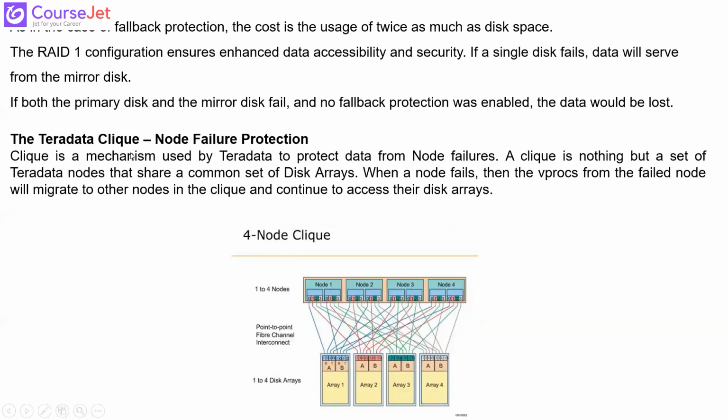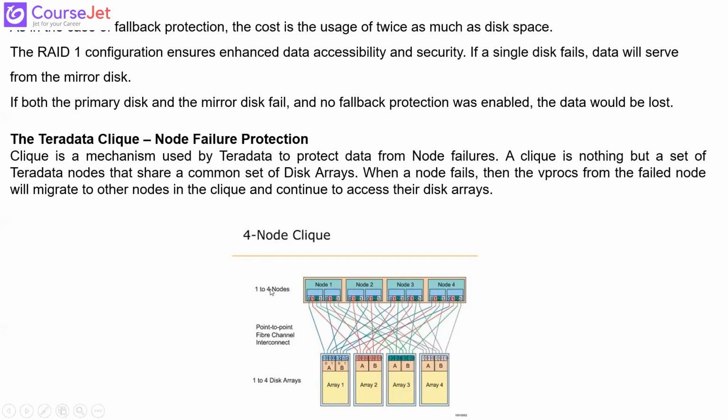So when we don't have fallback and we don't set RAID 1, in that case the data will be lost. And the next one is node failure. This is achieved by clique. So clique is nothing but a mechanism used to protect data from node failure. It's a set of Teradata nodes that share a common set of disk arrays. So when a node fails, the vprocs from the failed node will migrate to other nodes in the clique to continue to access the disks.